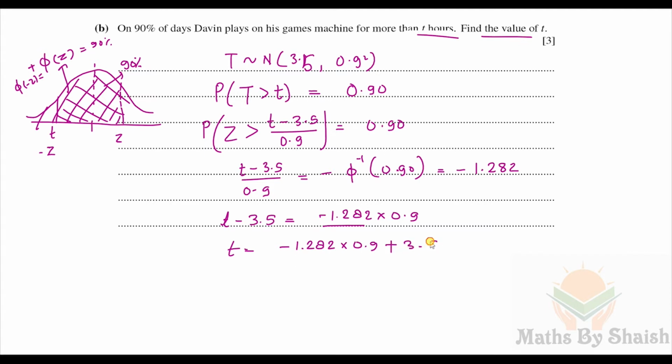So now we will calculate this. Minus 1.282 multiplied by 0.9 and plus 3.5, so the answer is going to be 2.3462, or we can say till 3 significant figures, it is 2.35 hours.